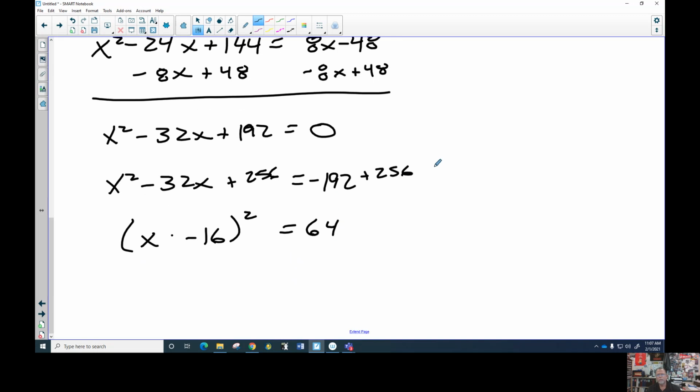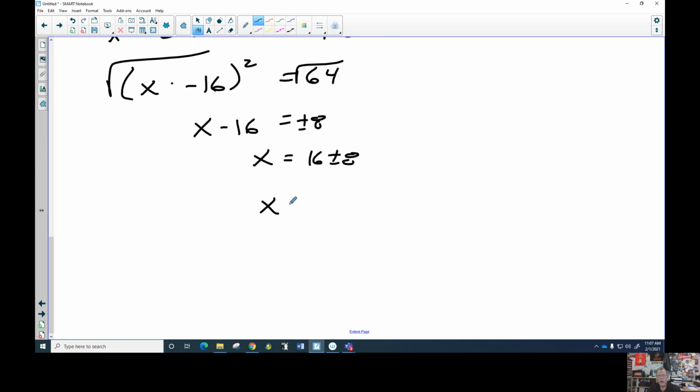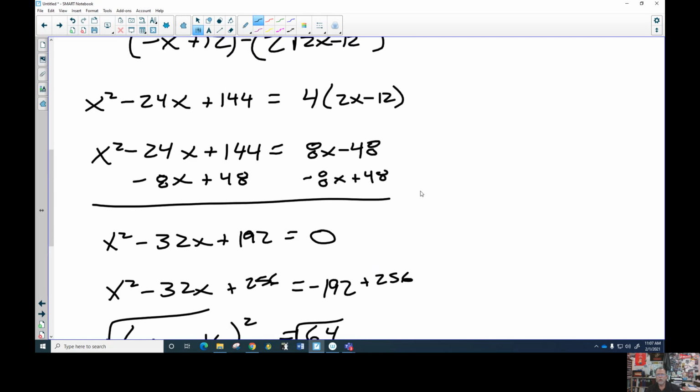Okay, so then we take the square root of both sides, and we get x minus 16 equals plus or minus 8. So x would equal 16 plus or minus 8, which would give us x equal to, well, 16 plus 8 is 24, and 16 minus 8 is 8. So we get 8. And we've got these two solutions. Now, what do we have to do? Got to check them. So 24 and 8.